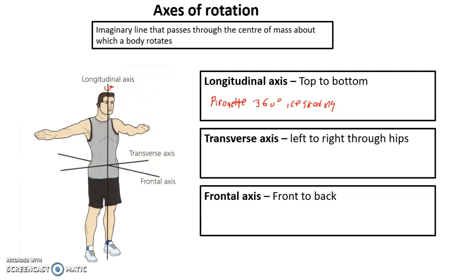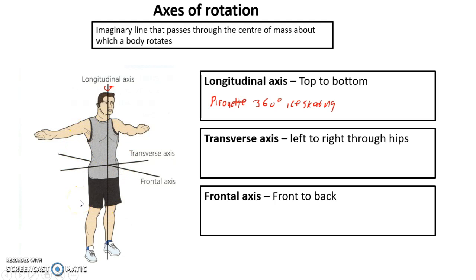Now if I go for the next one, the transverse axis, as you can see here, goes from left to right and it goes through the hip. So it goes down this way. Anybody who's played table football will be quite familiar with the movements or the way that this can go. So you can kind of see now, it can go forwards and backwards. It can go that way around there, or it could go backwards around there.